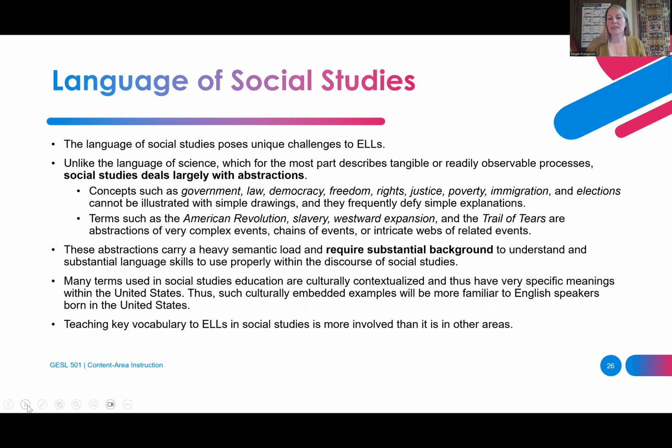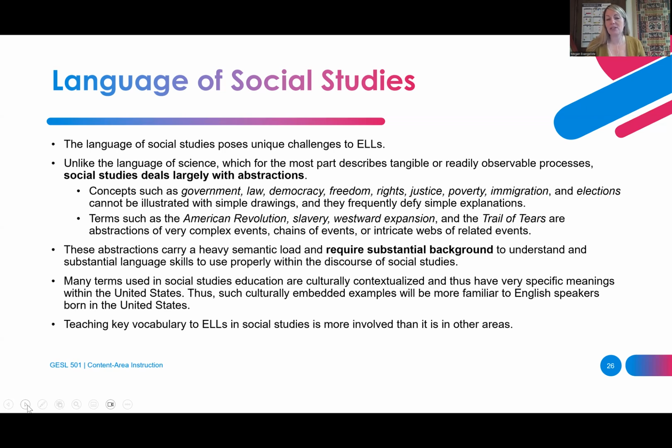So think of terms such as American Revolution, slavery, westward expansion, and the Trail of Tears. These are all abstractions of very complex events or chains of events that students need to have significant background knowledge to understand. So these abstractions carry a very heavy semantic load and require substantial background knowledge to understand, and also substantial language skills to be able to have discourse about social studies.